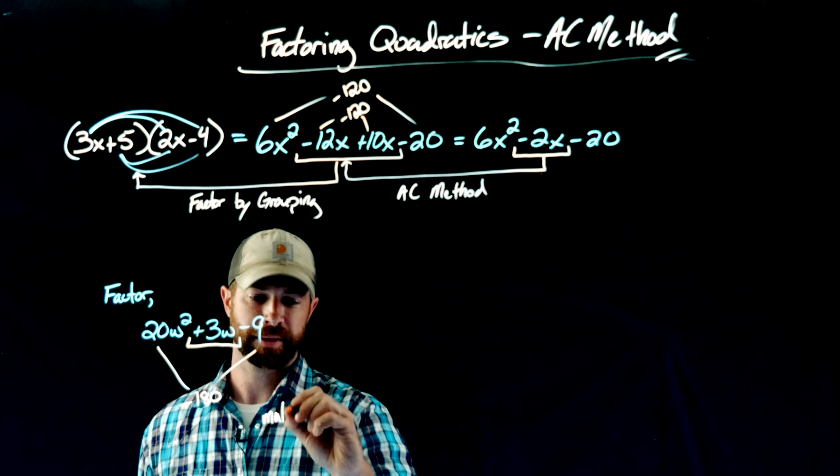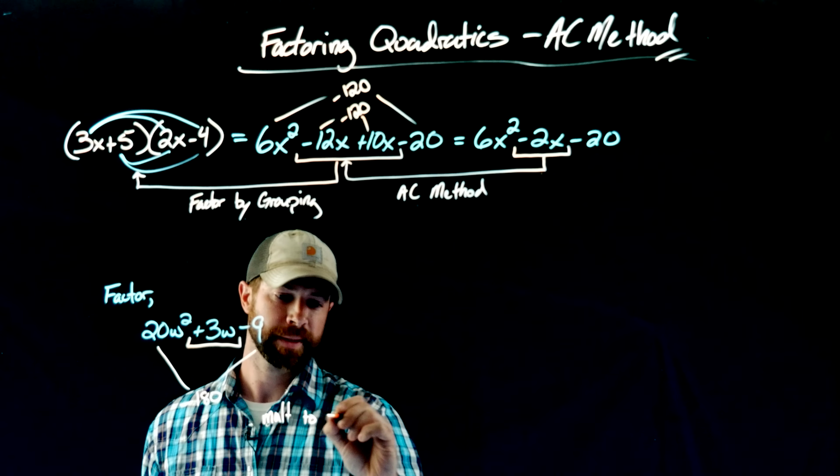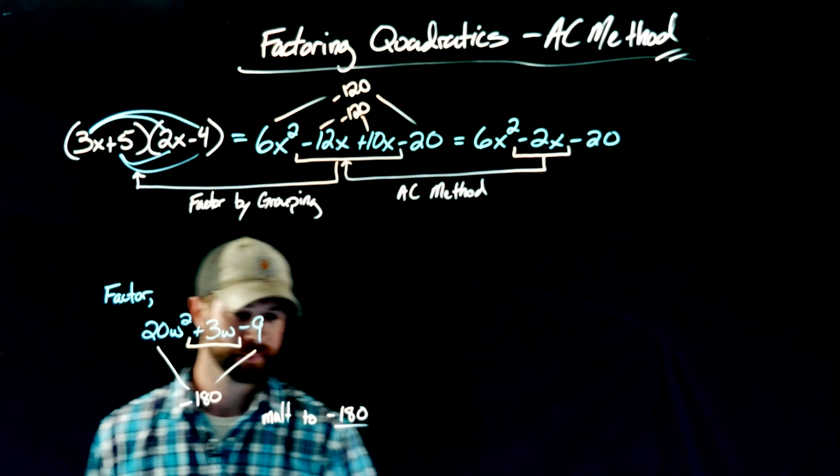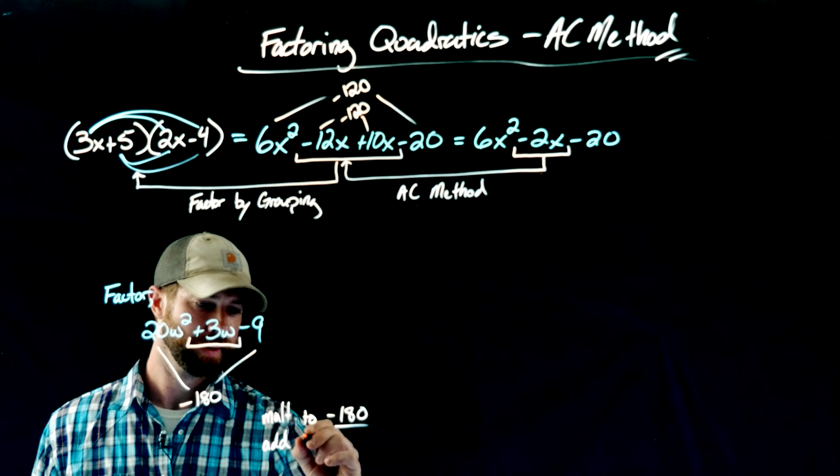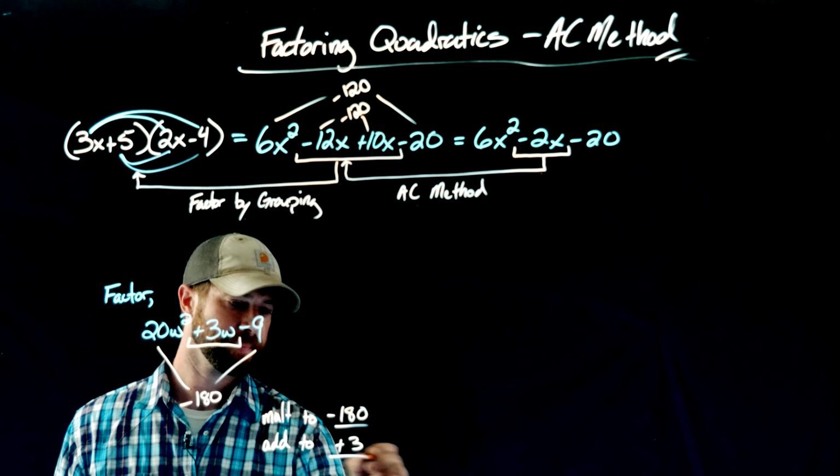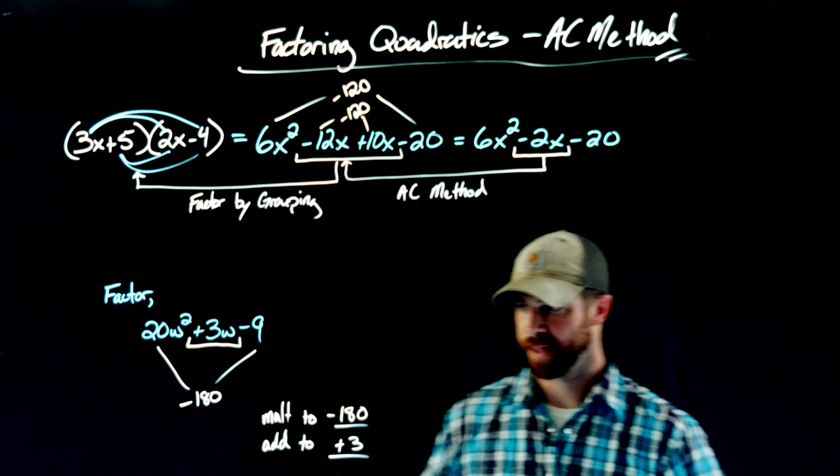We're looking for two numbers that multiply to negative 180, and they need to add to a positive 3. I won't go through the process here. That can be explained other ways.